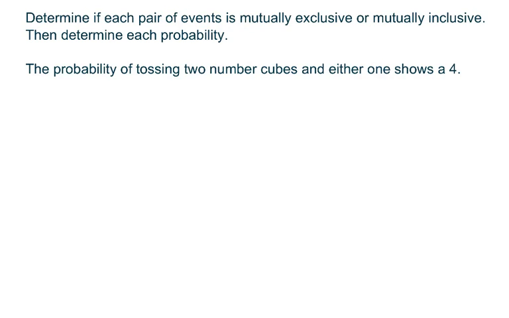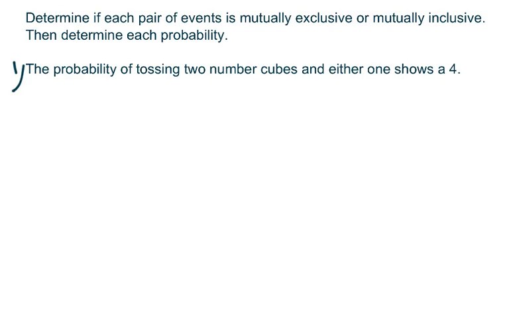Hi everyone. We're going to determine if each pair of events is mutually exclusive or mutually inclusive, and also determine each probability. So the first thing I'm going to do is look at our first problem. The probability of tossing two number cubes and either one shows a 4.